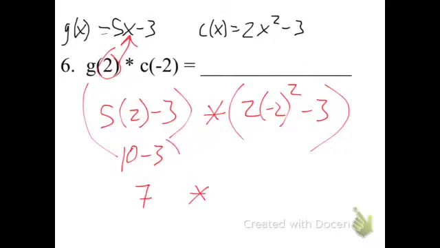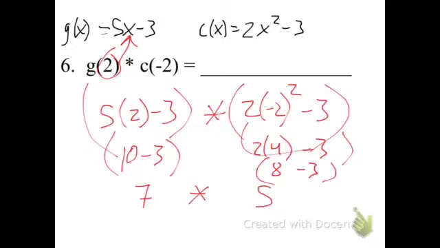And then on this right side, we got to do negative 2 squared first. That is 4, so 2 times 4 minus 3. 2 times 4 is 8. And we got minus 3 still, which is 5. And so we got to do 7 times 5, which is 35. So 35 is going to be our final answer there.